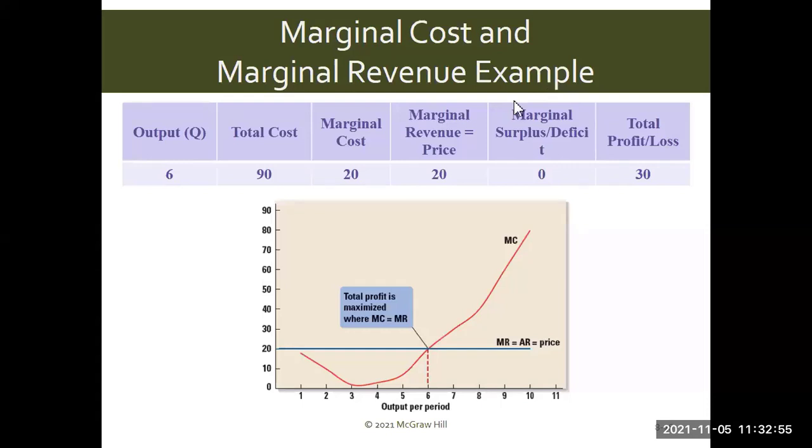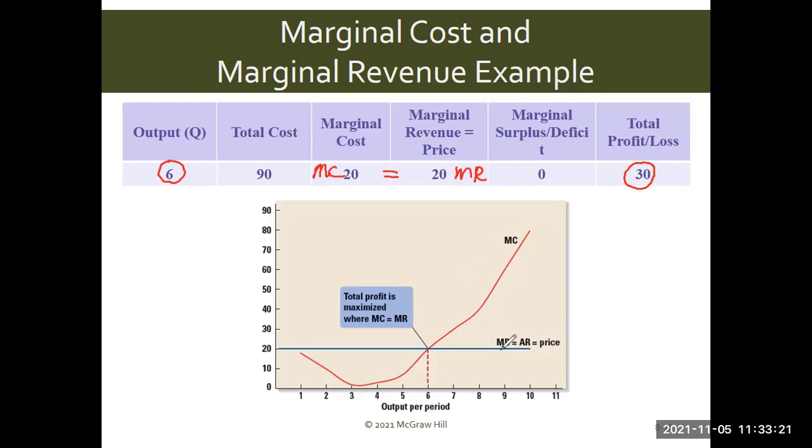So here's the marginal cost, marginal revenue graph that takes out and specifically illustrates the quantity of 6. From the previous table where we saw marginal cost right here equals marginal revenue right here. So that's where the marginal surplus deficit is 0. It's the maximum profit we can make. And they show that when we summed up the marginal surplus or deficit, we got that profit of 30.